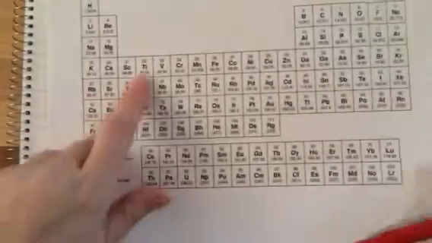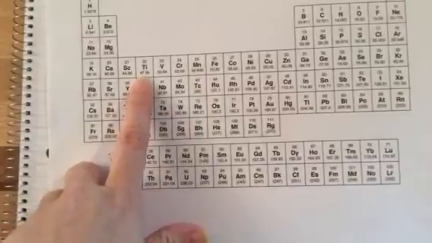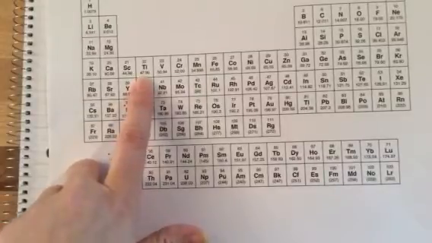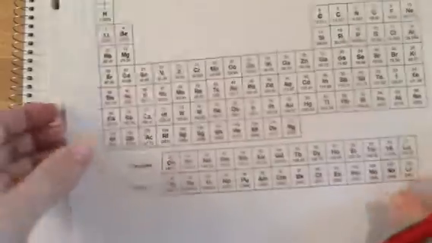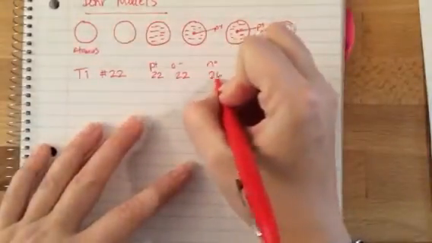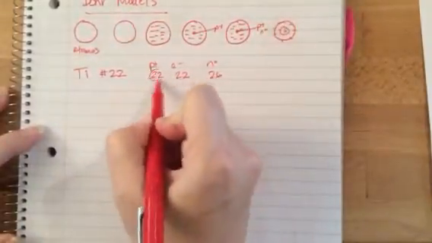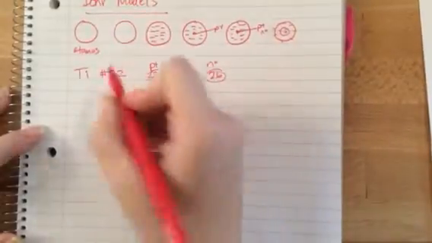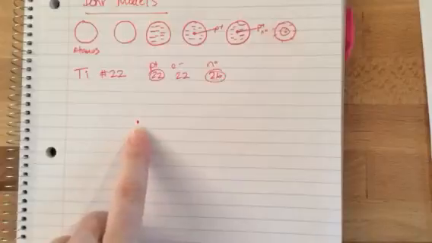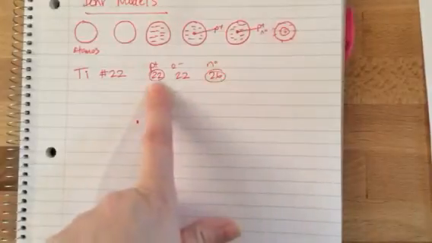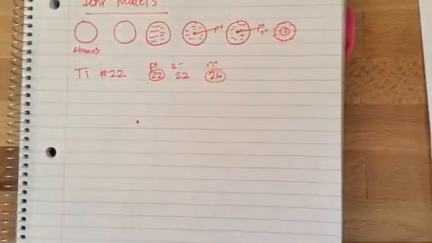For your number of neutrons, you're going to take your mass and round it to a whole number, which is 48. You're going to subtract off 22. So 48 minus 22 is 26 neutrons. These 22 protons and 26 neutrons are stuck in the middle of the nucleus of the atom. So we just draw a little dot and say, hey, we've got 22 protons, 26 neutrons there.